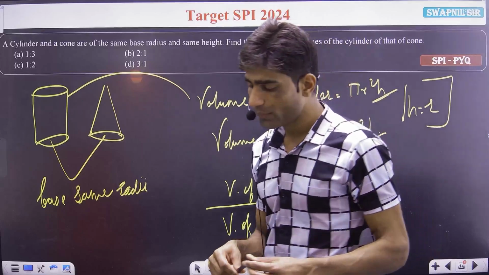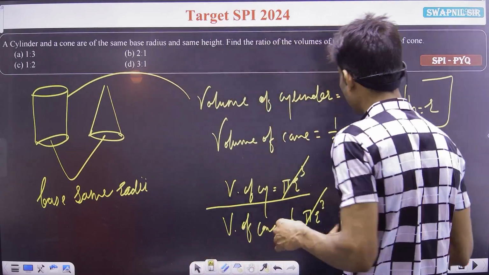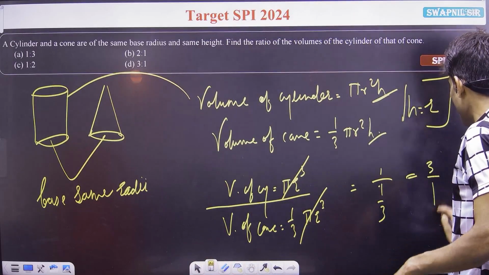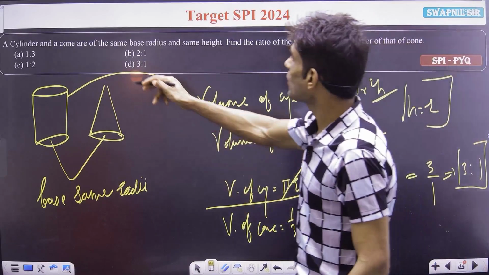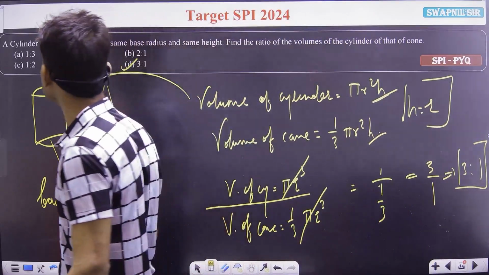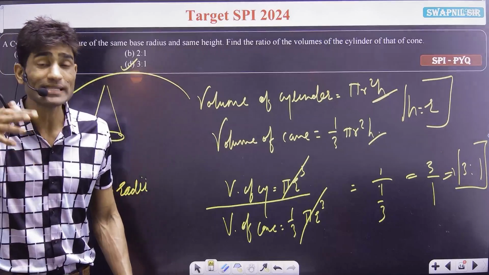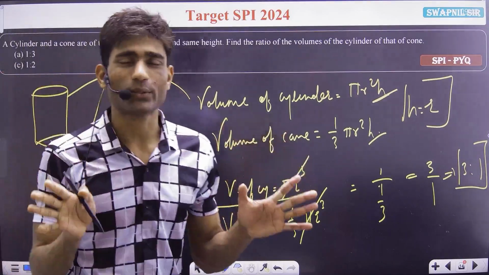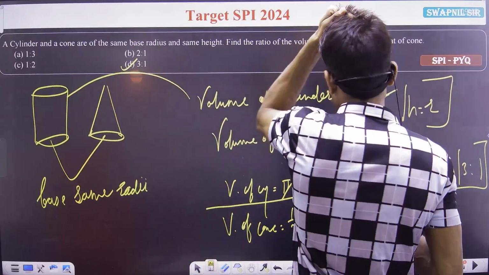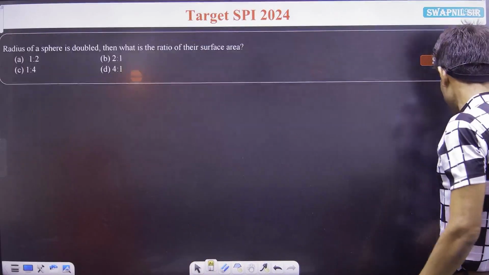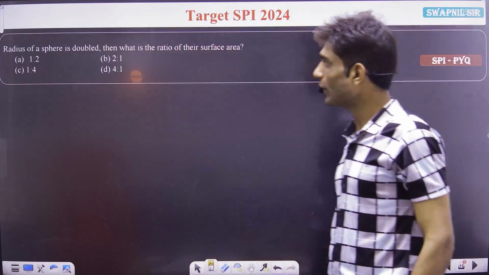Okay, then we take its reciprocal, then we get 3 by 1. That means 3 is to 1 is our required ratio between the cylinder and the cone whose height and base are both equal. That's it. Okay, so how easy was that question? A similar kind of question you will get in your SPI exam. Okay, now let's move to the next.